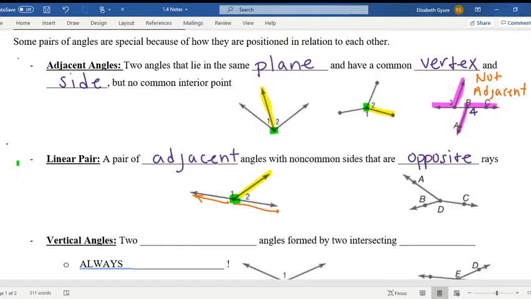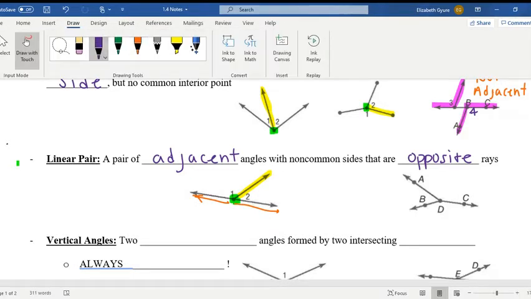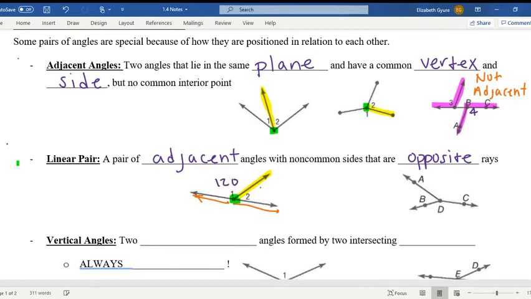Something else I want to point out, linear, line, right? Lines are 180 degrees. Remember last section, we learned about our straight angles. Down here, this forms a straight angle. So something to mention, and I would definitely write this down because it's important, linear pairs are always going to have a sum of 180 degrees. So for example, if angle 1 was 120 degrees, angle 2 would have to be 60 degrees. So the measure of angle 1 plus the measure of angle 2 has to equal 180 degrees. These are always going to have that.